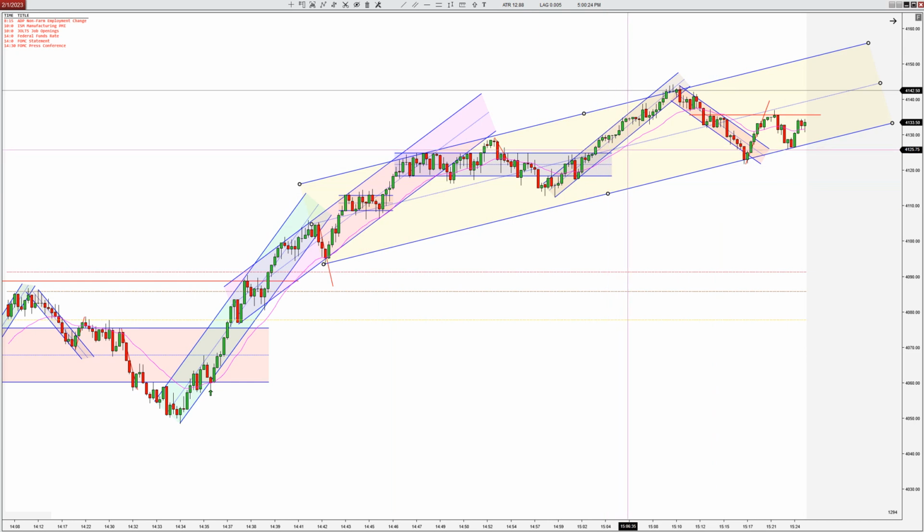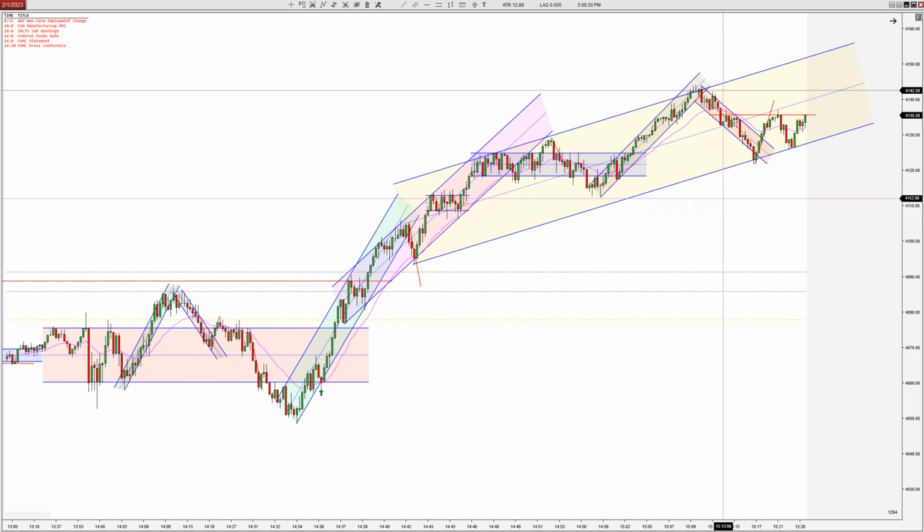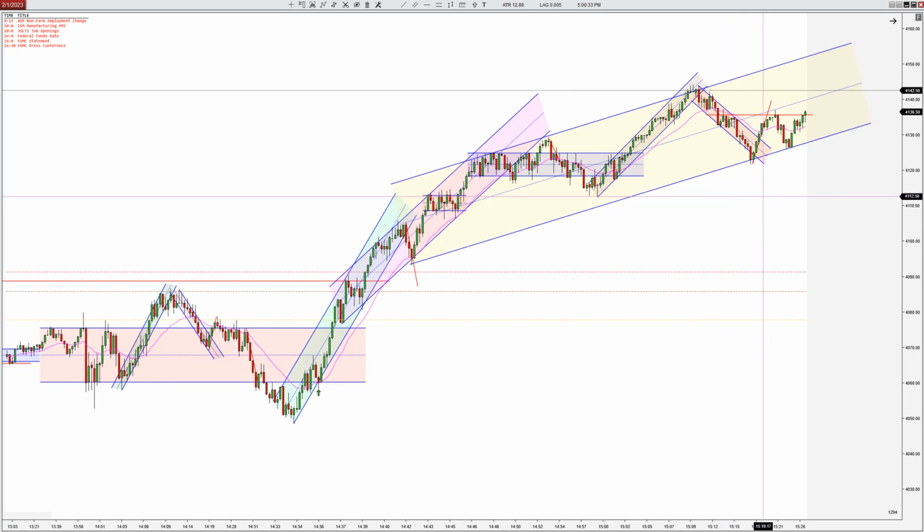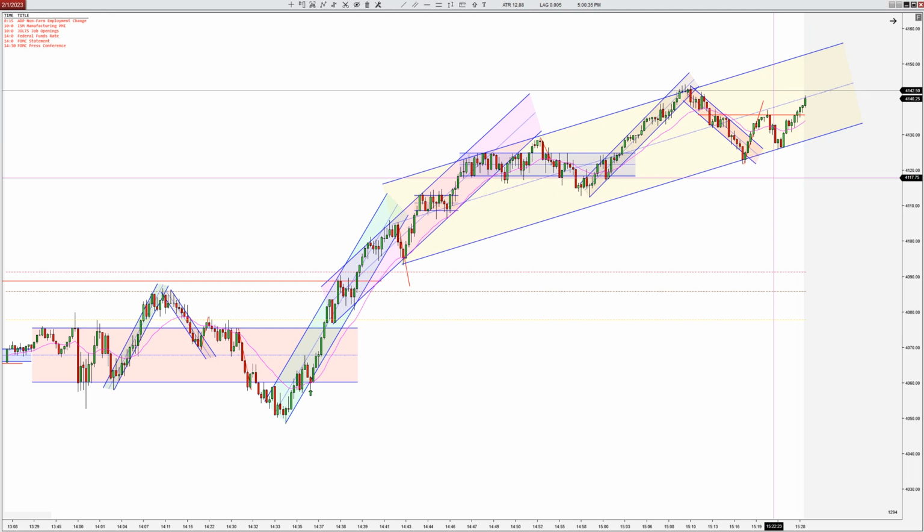And you can see that midline kind of coming into play right in here, especially, and a little bit here. So maybe this is valid. We'll start watching this one and keep it in mind. Looks like that higher low would have worked out for you.